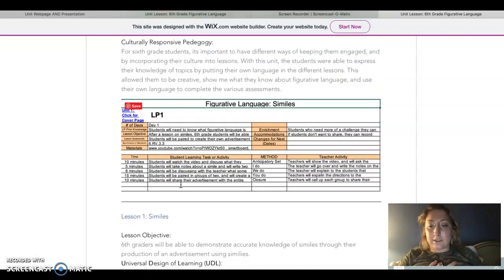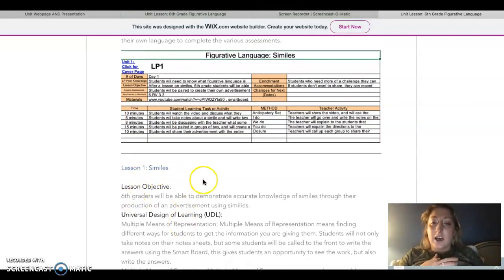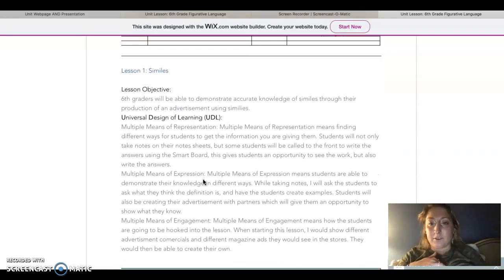For my first lesson, it's simile. Here are my lesson objectives, and then universal design for learning. The multiple means of representation means finding different ways for students to get the information. This was simply by doing a note sheet. The students had it right in front of them, and it was displayed on the board. We were having a conversation back and forth about what the definitions were.